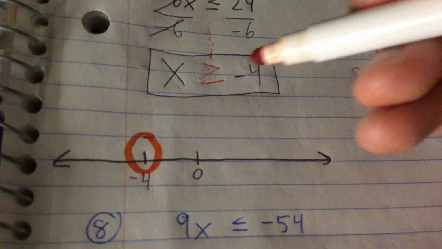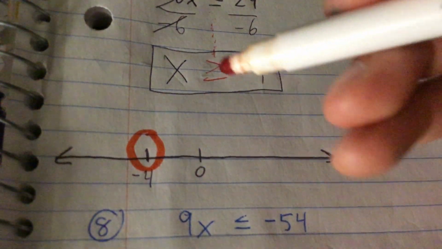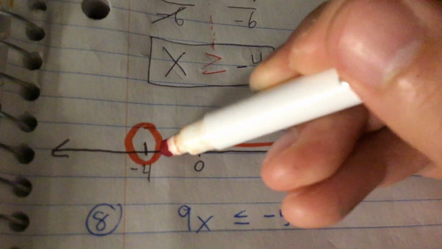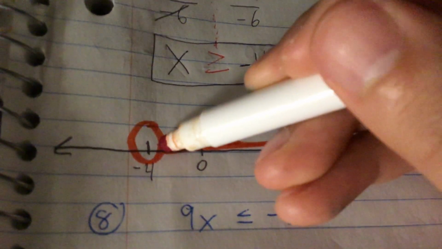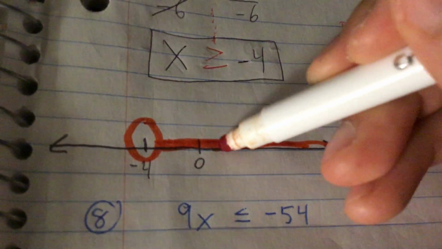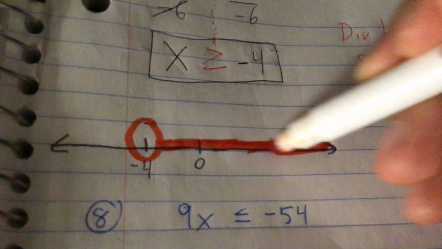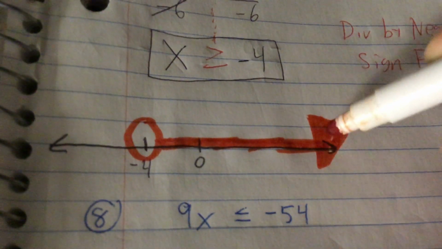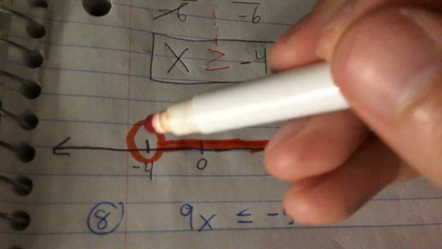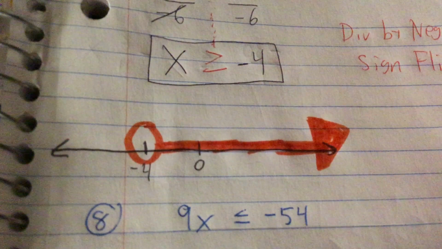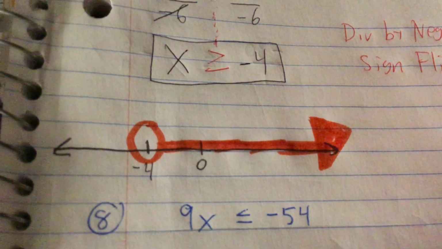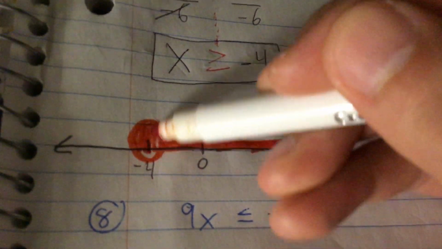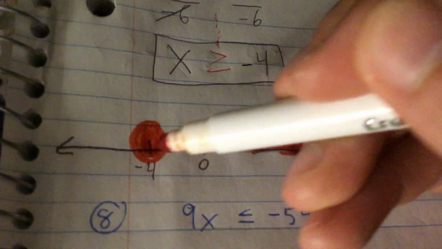X is greater than or equal to negative 4. So all numbers must be greater than negative 4. So I'm going to shade to the right. And at the end of my number line, I put a big, fat arrow. Okay? And is negative 4 itself included in the solution set? Yes. Greater than or equal to means that the endpoint is in fact included.